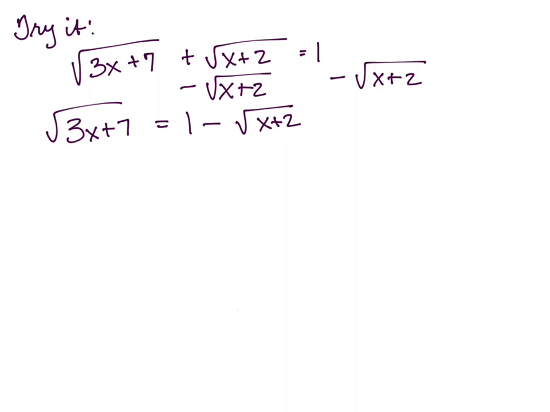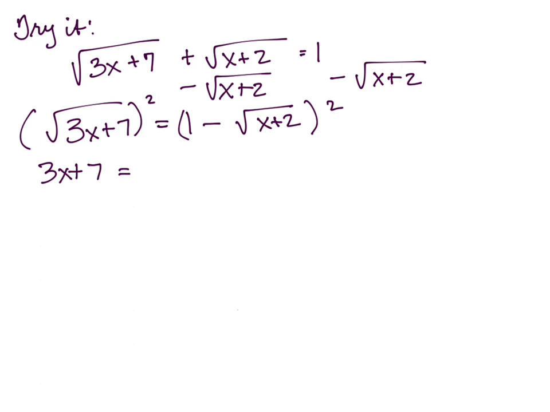So I have now the square root of 3x plus 7 equal to 1 minus the square root of x plus 2. Okay. Again, this is not hard. It's just forever long. So what do we want to do now that we've isolated one of the radicals? Square both sides. Get rid of what you can get rid of. So when we do that, on the far left, what do I have left? Right, 3x plus 7.